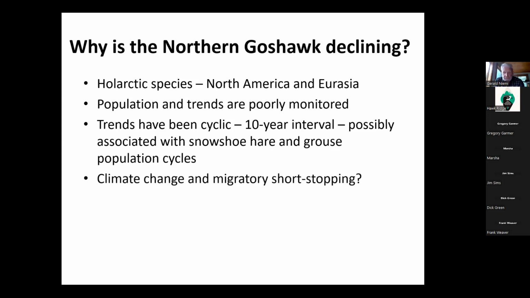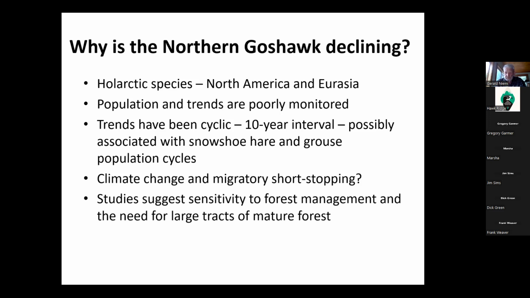Again, is this a situation of climate change, migratory short-stopping, conditions being suitable and food sources being reasonable to have them stay farther north, and so not needing to fly south? Or are in fact the populations declining in those regions as well? We don't know the answer to that question.